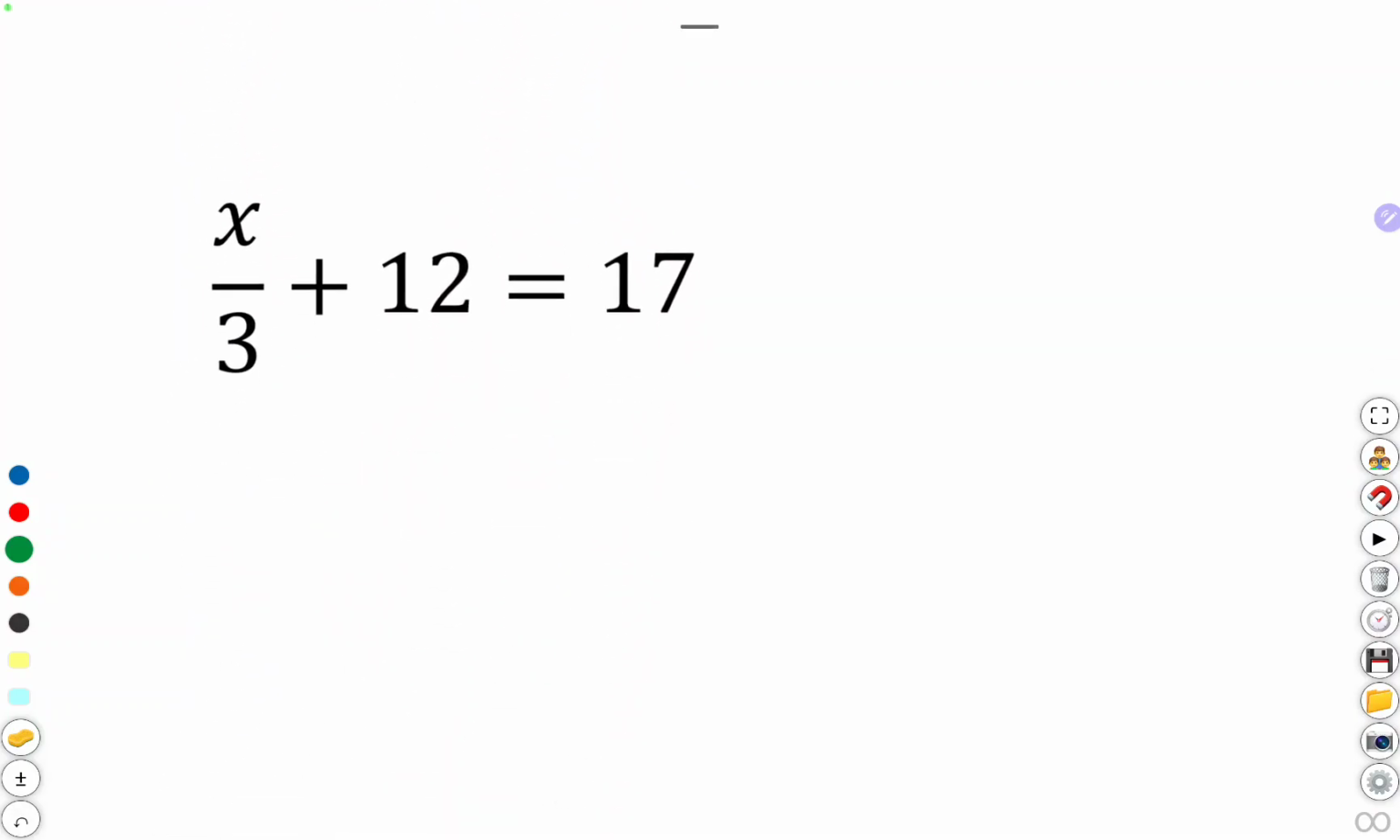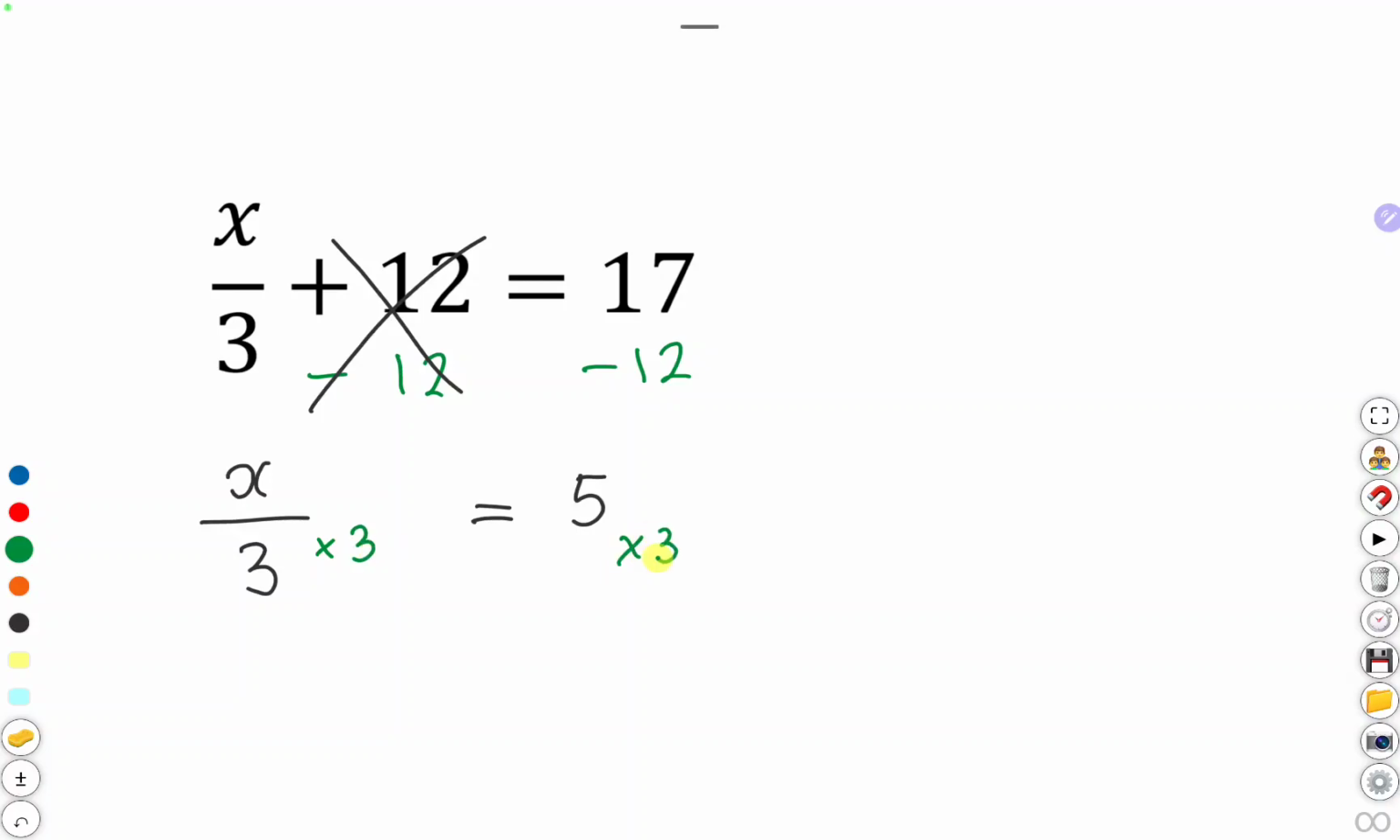Next example. The first thing we get rid of is the number which is plus or minus from the end, which is on this occasion the plus 12. So I minus 12 from both sides. So the 12's cancel. So I'm left with x divided by 3 equals 5. And now I must get rid of the 3 by multiplying both sides by 3. So now 3's will cancel. And then x equals 5 times 3 is 15.